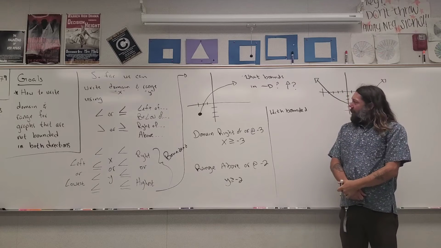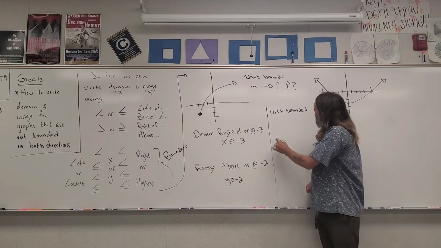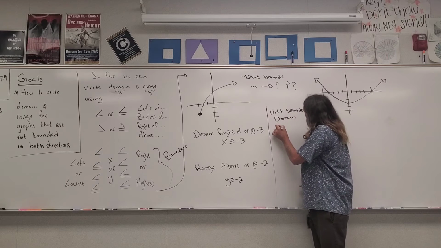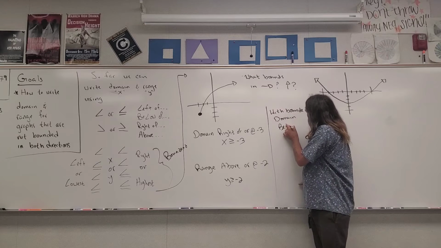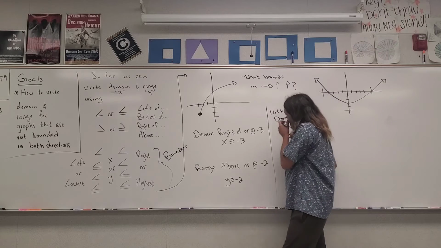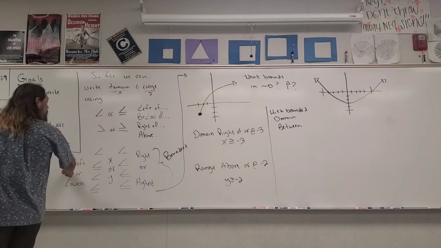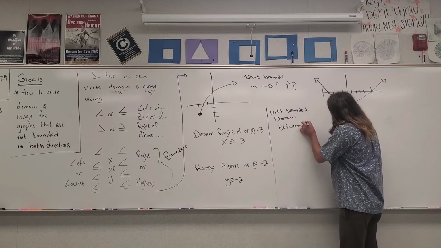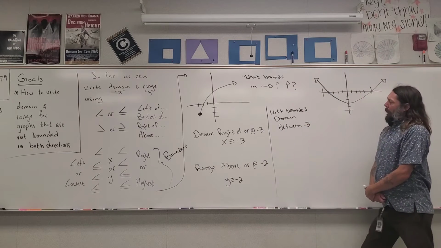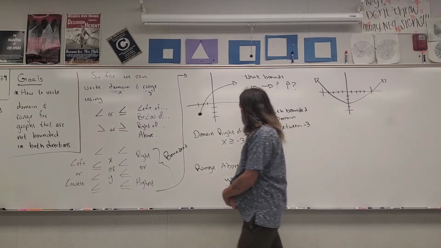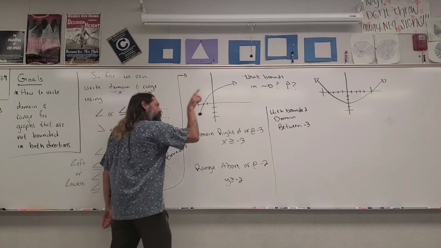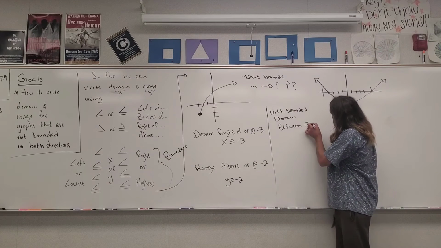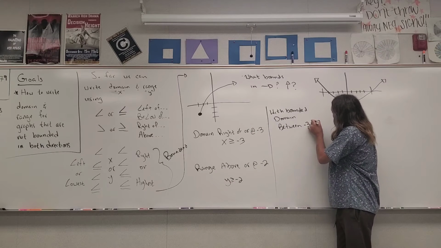Well, I know that horizontally, for the domain, we're going to be between, for sure, my furthest left value, which is -3. But how far right does my graph go? It goes infinitely right. So we're going to say that our graph is between -3 and infinity.